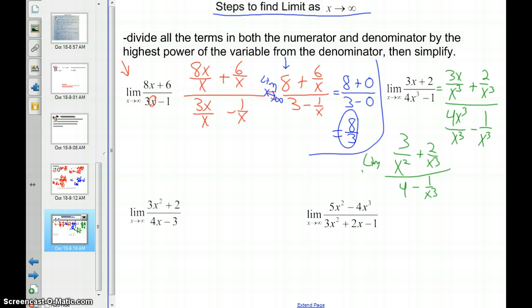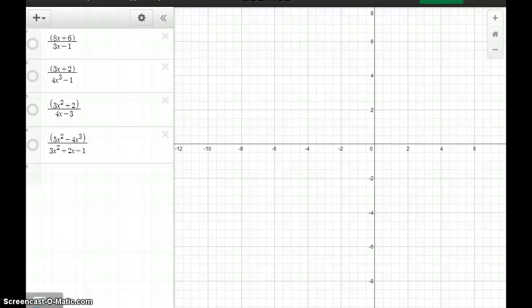Now, we're going to take the limit as x approaches infinity. As the x values get really large, for that first term, we square it, it gets even larger. 3 divided by an even larger number goes towards 0. Plus 2 over x cubed. As x gets really large, that goes towards 0, divided by 4 minus something that is getting really, really close to 0. So what we have is 0 over 4, which is just 0. All right? So that should be our limit, and it is, but let's take a look at the graph.